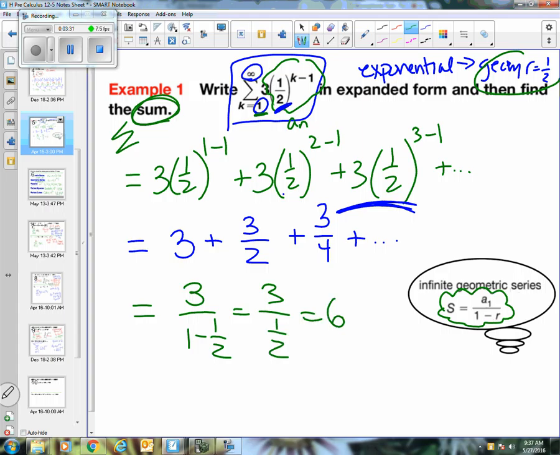So the sum of that infinite series, if I could add up 3 plus 3/2 plus 3/4 and so on, if I could do that infinitely many times, I would get closer and closer to 6.